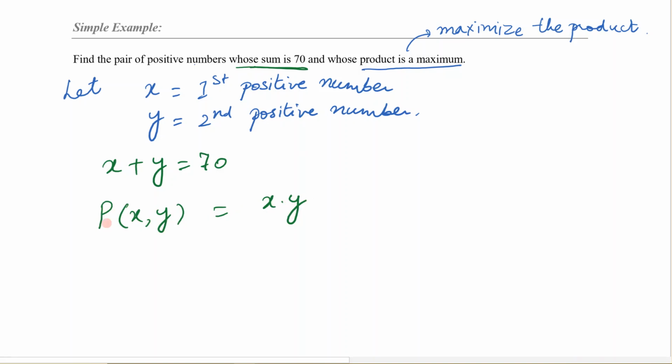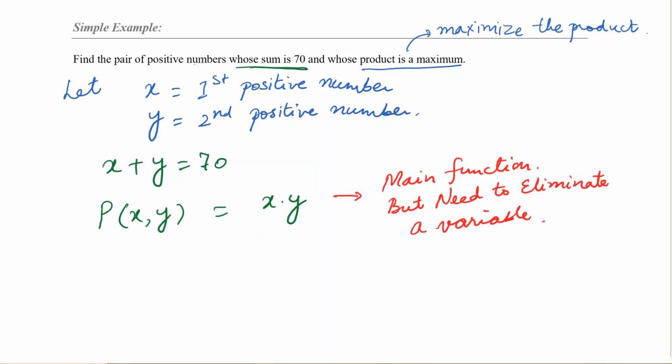So now we notice that the product is a function in terms of x and y. Our goal is to convert the main function into one variable only. So it means we need to eliminate one of the variables, x or y. We want our product only in terms of a single variable. In order to eliminate x or y, we can use the first relationship. From here, we can find the value of y and put it in our second equation. So from here, y is equal to 70 minus x.